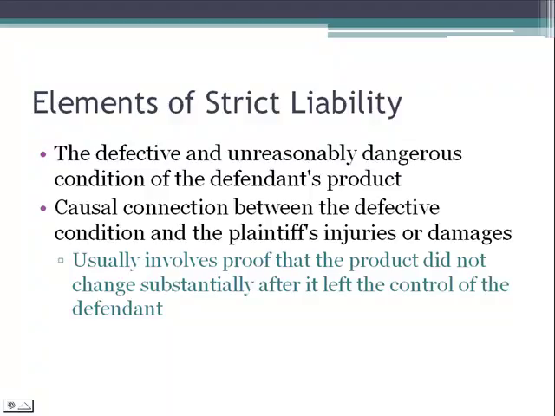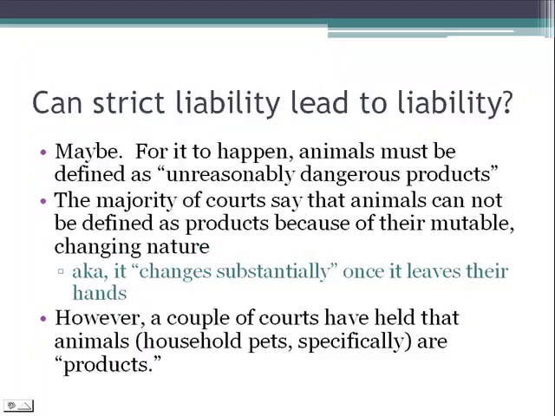And that's where it's become sort of difficult to hold this to livestock, because obviously the product changes from the time it leaves the cow-calf operation to the time it's on the table in the form of a steak. But it could possibly lead to liability. For it to happen, the animals must be defined as unreasonably dangerous products, which the majority of courts say is not true, because animals cannot be products because they're constantly changing. And it changes substantially once it leaves a producer's hands. But a couple of courts have held that animals can indeed be products.